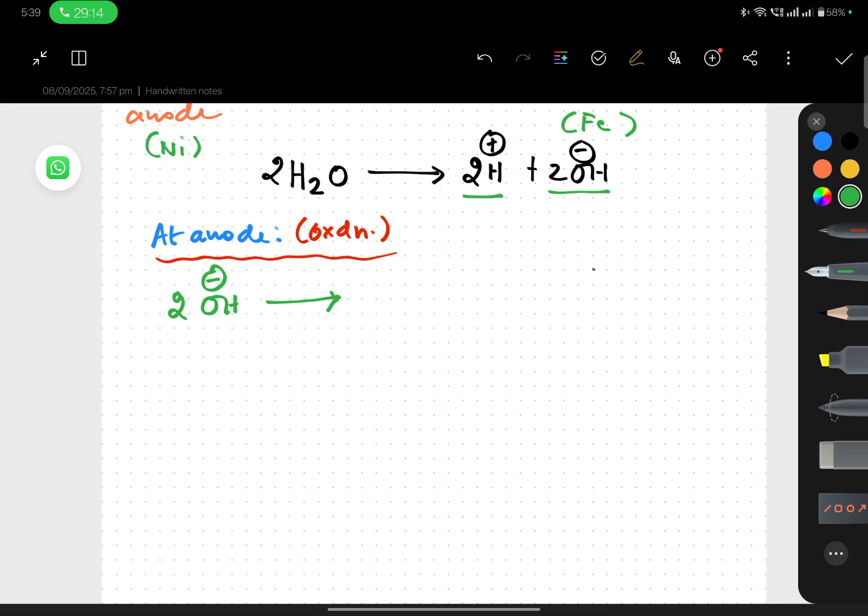2 OH minus. Correct? So what will you get? Write down. 2 OH minus will give you H2O plus half O2 plus 2 electron. Correct, ma? Sure.